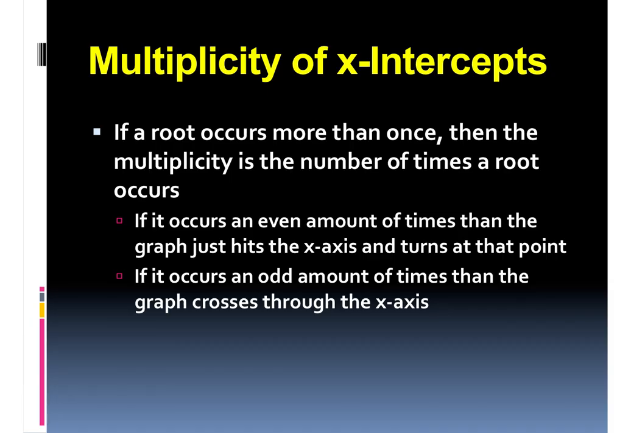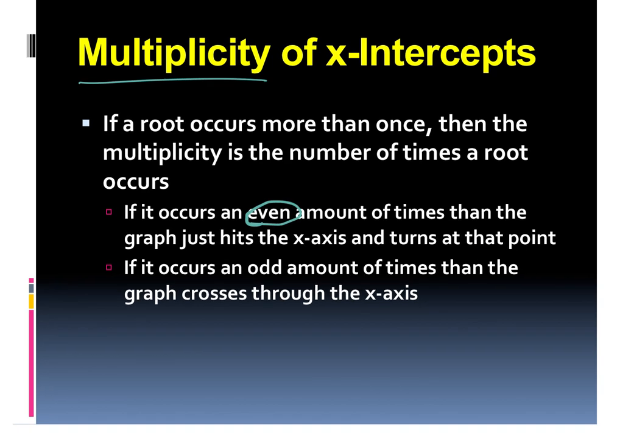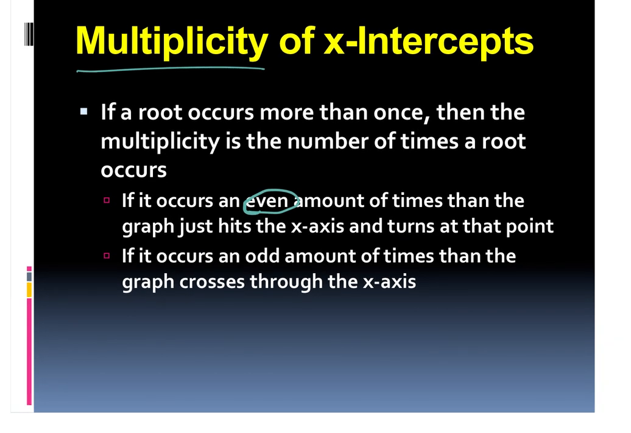All right, so this is why it's important how many times something occurs. This is called multiplicity. The multiplicity of x-intercepts is how many times the root occurs. If my answer only occurs once, then my assumed multiplicity is 1 and I don't even have to state it. But if it occurs more than once, then I have to see, does it occur an even amount of times? So if something occurred twice or 4 times.